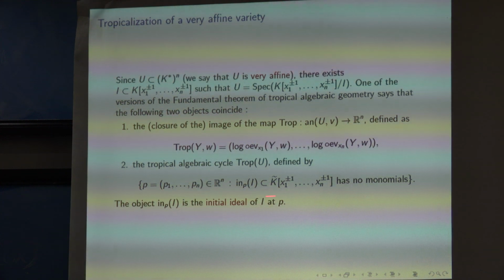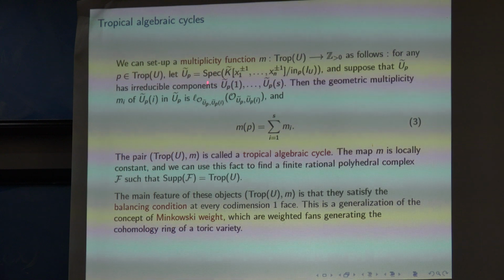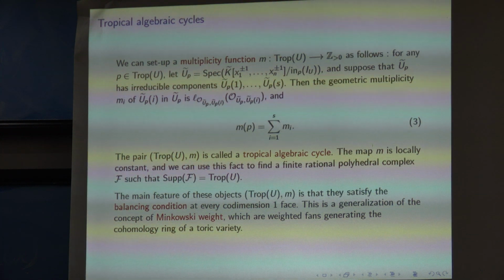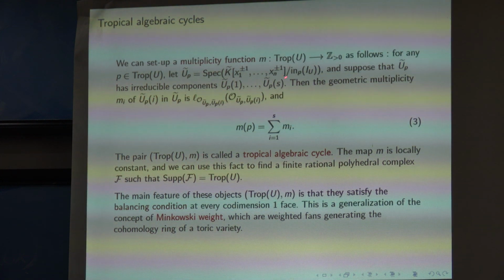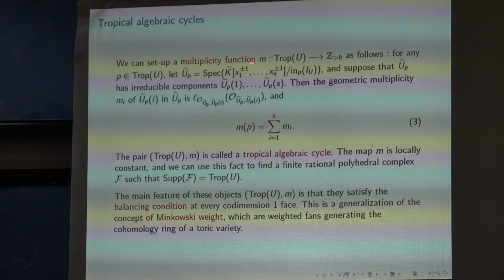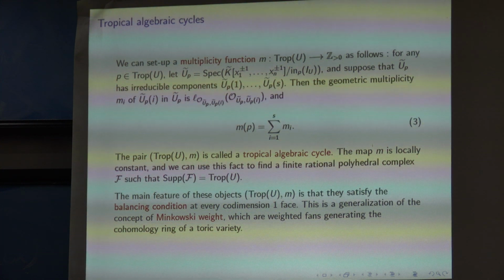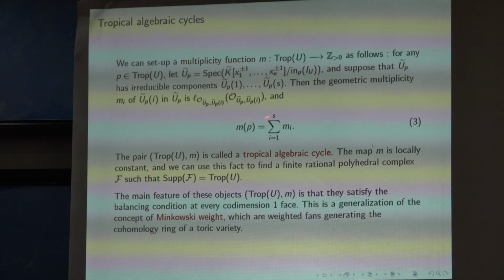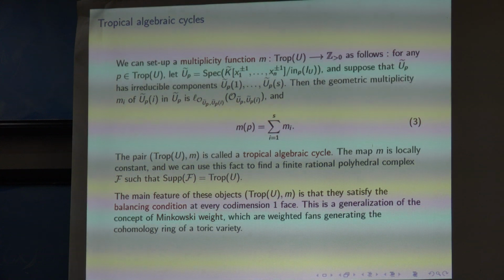The thing with this definition is that you can use it to set up a multiplicity function. You take the initial ideal, you quotient your polynomial ring or Laurent polynomials by this ideal, and then you decompose it as a sum of irreducible varieties together with multiplicity. So this is something that happens in algebraic geometry.